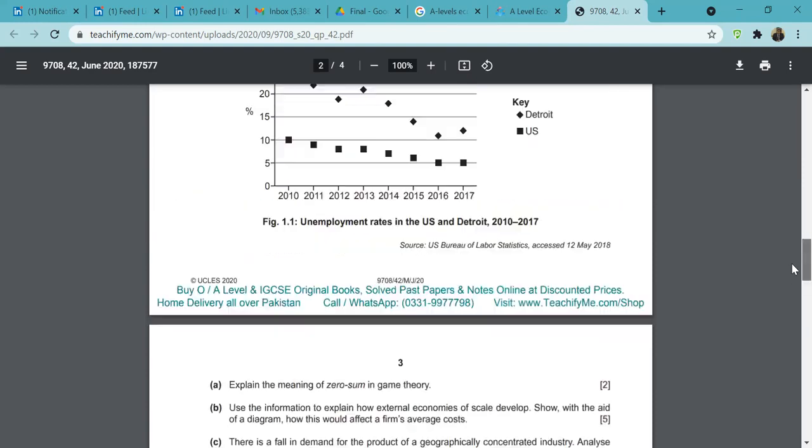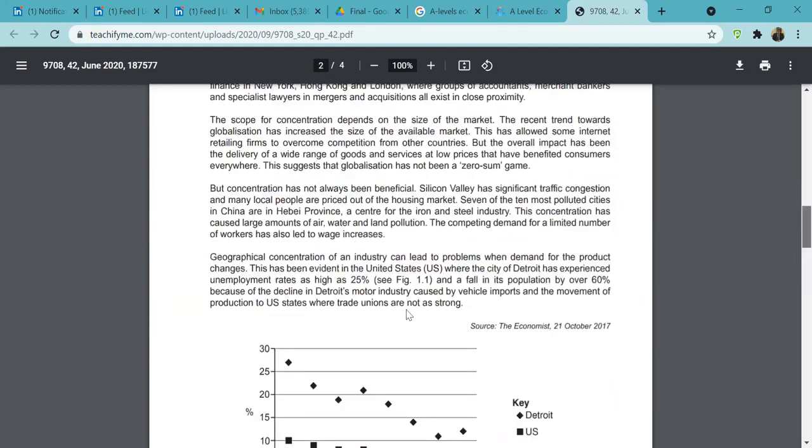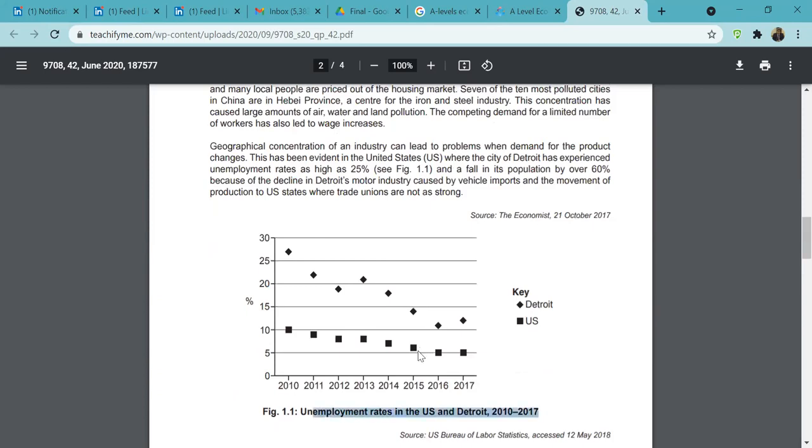Are we good on this, students? Right? Now there's a graph. Let's quickly look at the graph. What are the unemployment rates in the USA and Detroit in 2010 and 2017? In 2010, the unemployment rate in Detroit was this much, really high. Then it fell a little bit, then rose again, then fell, and then rose a little again. Whereas for the US, it was mainly on a downward sloping trend, right? Okay, are we good on this, students? Can we move on? Now, this being said, we'll move on and discuss the case study.